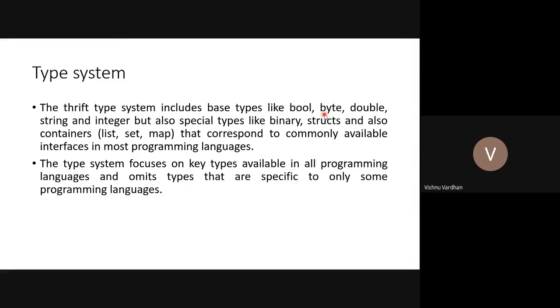Accordingly, the Thrift engine will take the decision whether to go with this or to go with that at the time of language generation, target language generation. And especially some special types are there, like binary, structs, and some containers, meaning list types, set, maps, hash maps. All these are actually supported in the format of containers that correspond to commonly available interfaces in most programming languages.